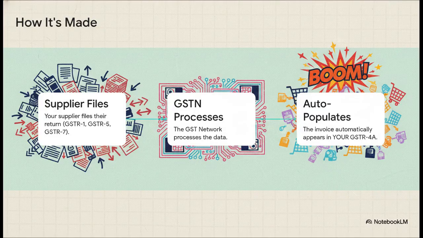So how does this magical list get made? It's actually a super simple three-step process that happens behind the scenes. Step 1, your supplier files their returns, like GSTR-1 or GSTR-5. Step 2, the big GST network computer crunches all that data, and then boom, just like that, the invoice for your purchase automatically appears in your GSTR-4A. You literally don't have to do anything.